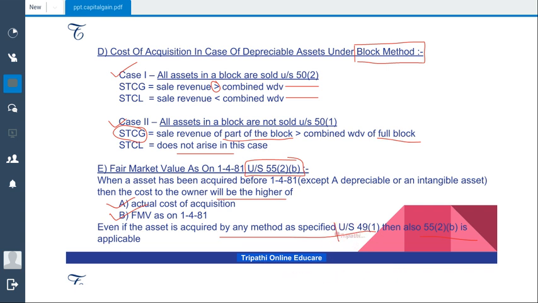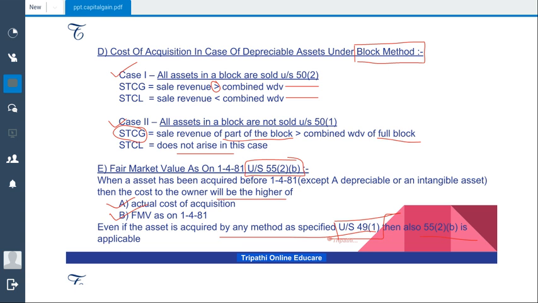Right now, what is 49(1)? 49(1) is a concept wherein if you sell any of the asset as a gift to somebody, let's say Mr. X, and if Mr. X is selling that particular asset to Mr. Y, so Mr. X will have a selling price, but Mr. X will not have a cost price. Why? Because we have not sold, we have transferred this asset by way of gift. So in such a situation, the cost of asset for Mr. X will be 0.